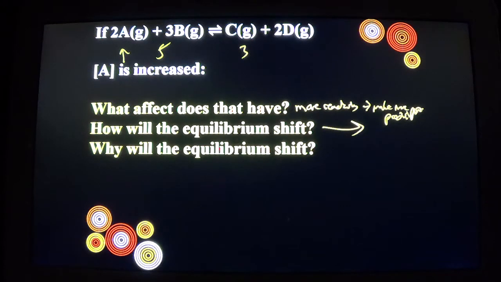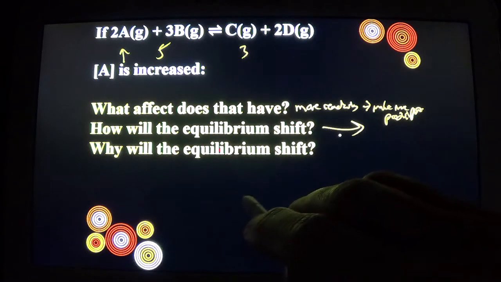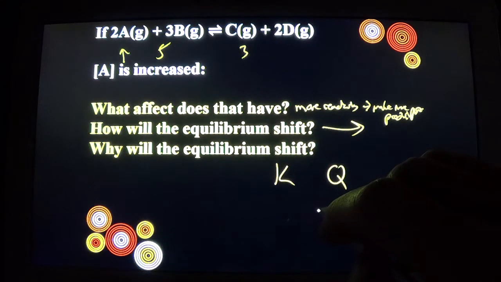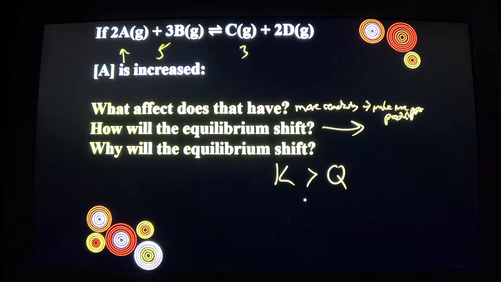That's the opposite, if you will. I added more, it's going to make less. To make less of a reactant, it has to make more products. It has to shift to the right. What's that tell us about our K and our Q? Well, here's officially why the equilibrium shifts. By adding more of A, my Q became less than K, and so I'm going to have to make more products in order to use it up.